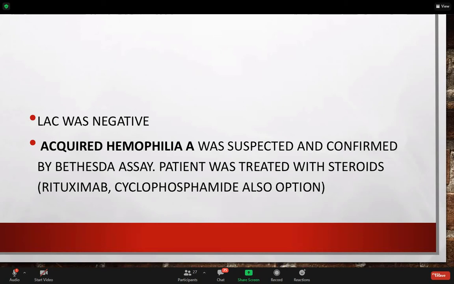What's hemophilia? And what's hemophilia A? What factors get affected by hemophilia?